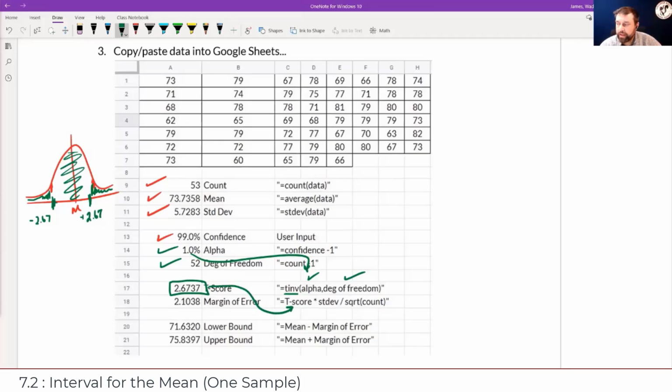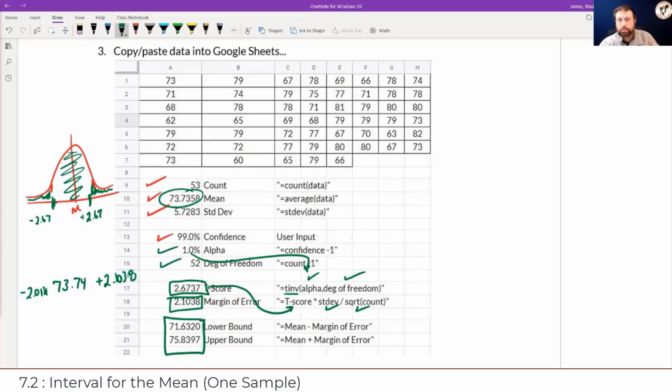Okay, we use that t-score value right here. And then we multiply that by the sample standard deviation and divide by the square root of the number of items that we have, and that will give us our margin of error. We then take that margin of error, which is 2.1, and add it to the mean. So 73.74 is our mean. We're going to add 2.1038, and we're going to subtract 2.0138. And that will give us our upper and lower bound.